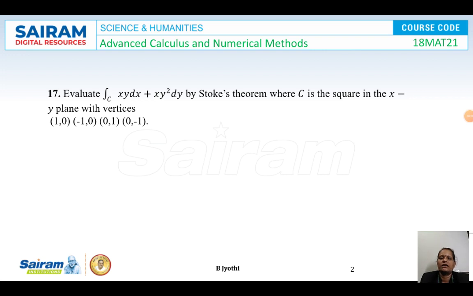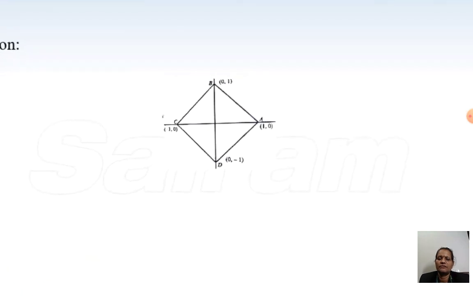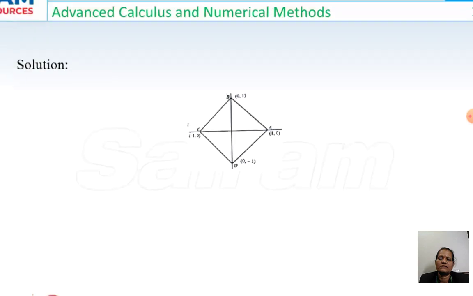Evaluate xy dx plus xy square dy by Stokes theorem, where C is the square in the xy plane with the vertices (1, 0), (-1, 0), (0, 1) and (0, -1). So this is the diagram. You can observe (1, 0) is the first vertex, then (0, 1) we can see here, and (-1, 0) and (0, -1). This is the diagram.